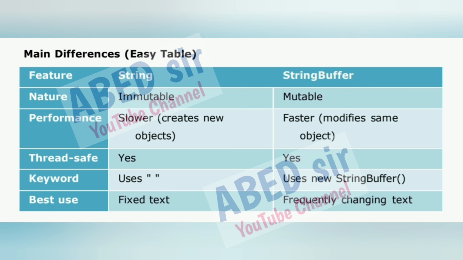Main differences, easy table. Feature: String versus StringBuffer. Nature: immutable versus mutable. Performance: slower, creates new objects, versus faster, modifies the same object. Thread safe: String yes, StringBuffer yes. Keyword uses: new StringBuffer. Best use: fixed text versus frequently changing text.